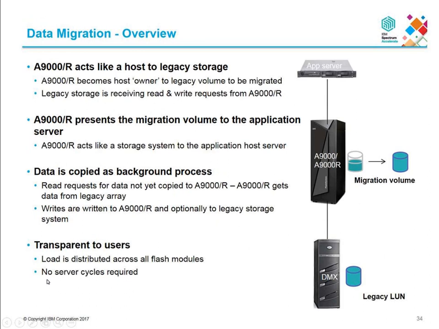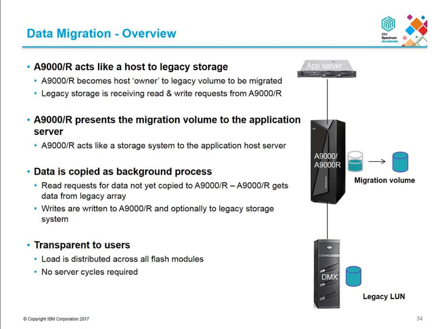I say it's transparent to users. There is a thing we have to be careful of, typically when I'm migrating from older storage to newer storage. In the case of the A9000, I've got a very, very capable box there of pulling data off it, with lots of horsepower in the grid controllers. So it is possible to overwhelm the legacy storage with read requests from the A9000, and I can create issues for production I/O that's still running on the legacy storage.